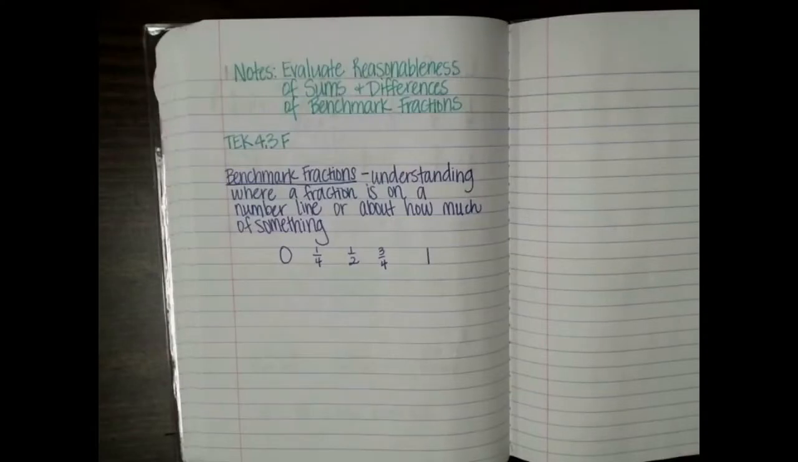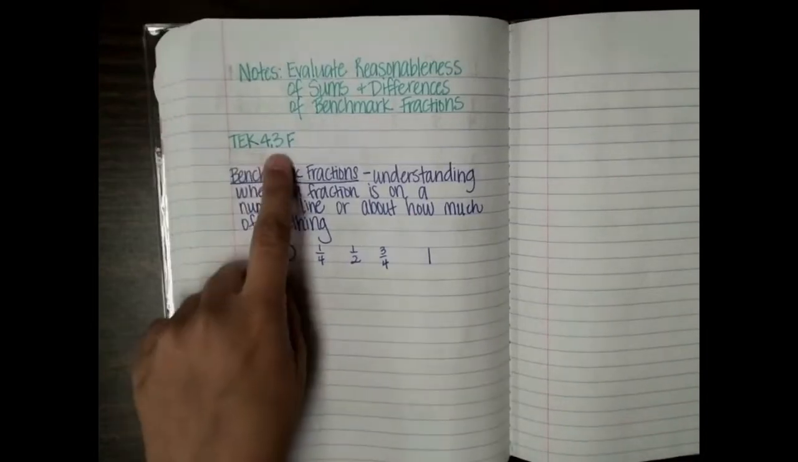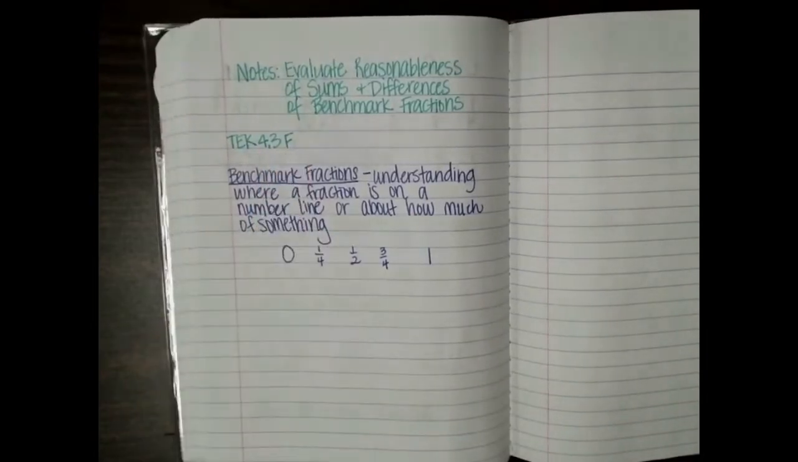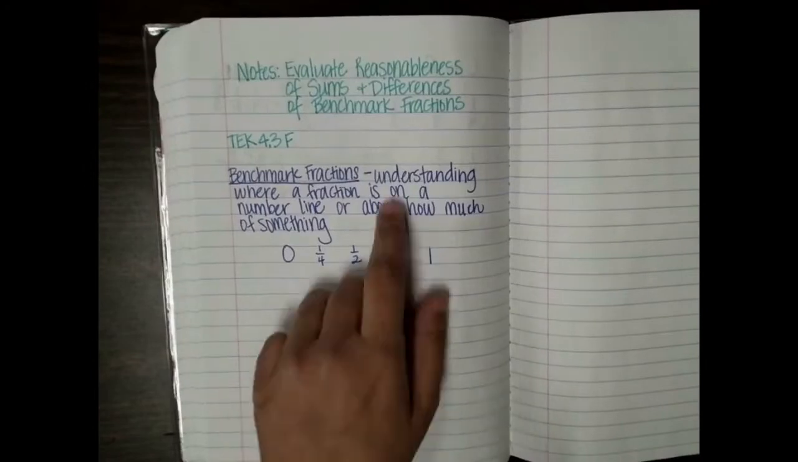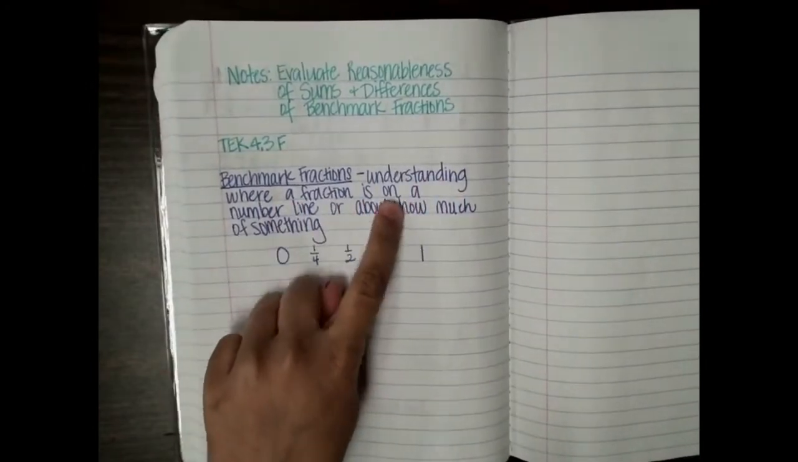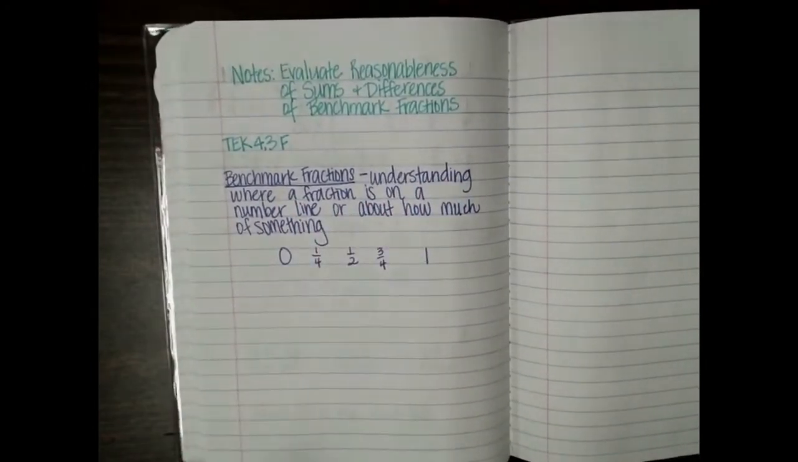Hi scholars, today you're going to be looking at evaluating the reasonableness of sums and differences using benchmark fractions, and this is TEK 4.3F. Now if you don't know what a benchmark fraction is, it's understanding where a fraction is on a number line or about how much of something that you have.